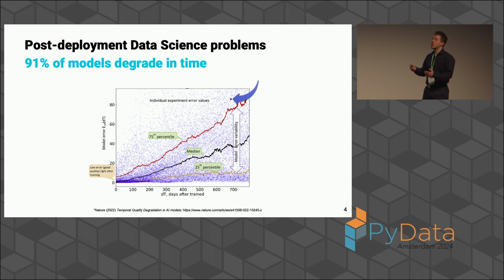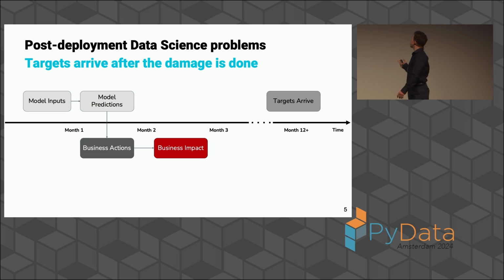Once we deploy them to production, we cannot just rely on the test set data to say that the models are working fine. Here we go into the second problem: we cannot just measure model performance using the targets, because the targets arrive after the damage is done. What do I mean by that? Here is a very simplified timeline of what happens with the data and the model as you deploy the model to production. First, you get model inputs. Right after that, the model outputs some kind of prediction. This prediction is hopefully then used by the business to, for example, try to retain a customer, decide whether to give a loan, or buy more of a certain good if you do demand prediction, et cetera.